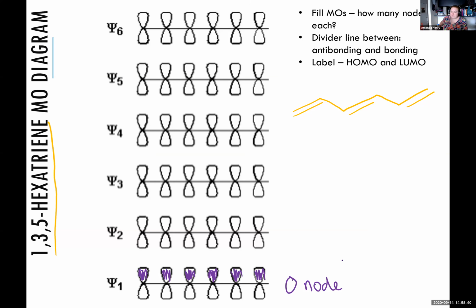This is going to be the same pattern you will see no matter how many carbons. The first one always has 0 nodes, and then as we go up the list, it increases by 1. So I know that this one has 1 node, 2, 3, 4, and 5. Once you know that, you can fill in the pattern for the most part pretty easily. There are a couple of them that can get a little bit tricky.